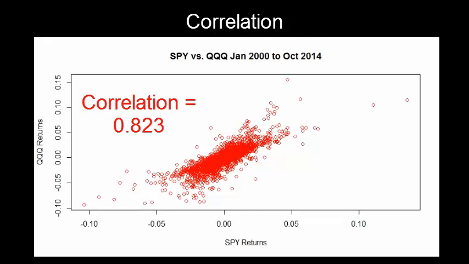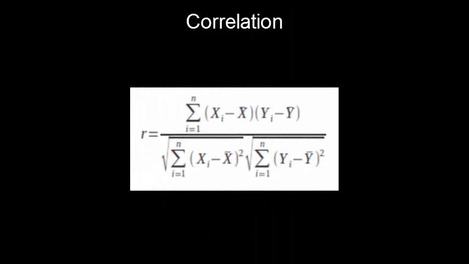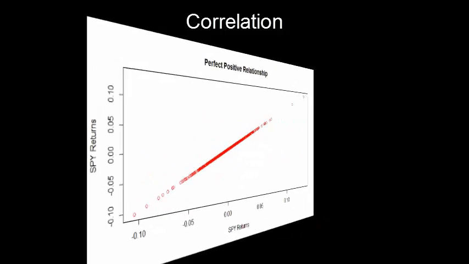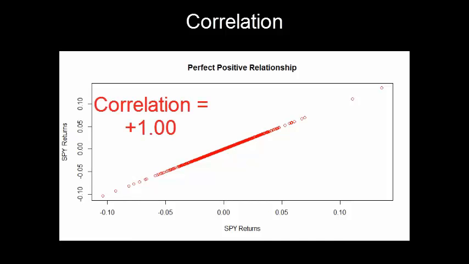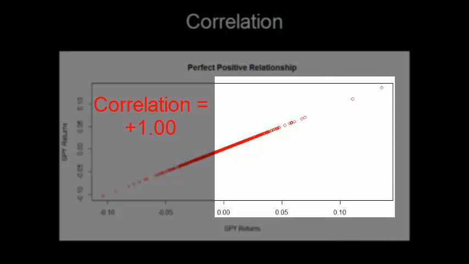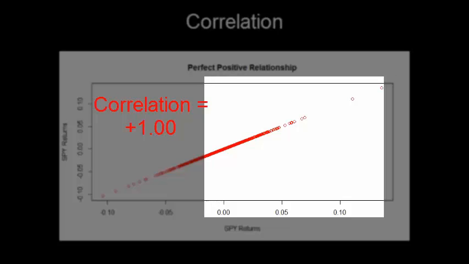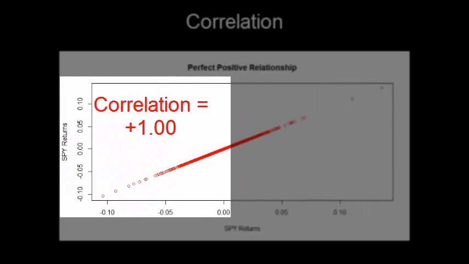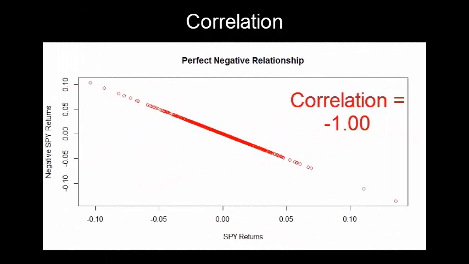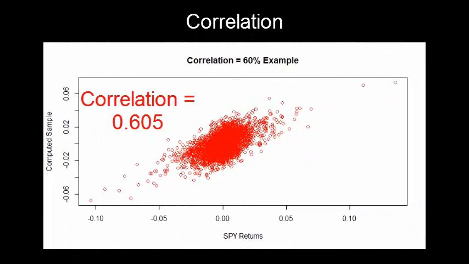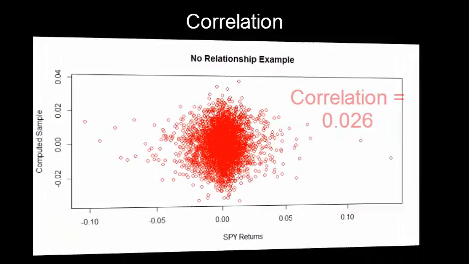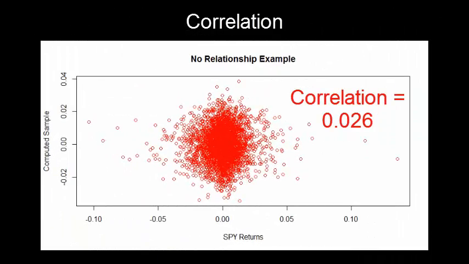Correlation is an effective tool for measuring linear relationships and uses the following formula. Correlation values range from -1 to +1. A +1 would indicate a perfectly positive linear relationship. When security A has positive returns, so does security B, and vice versa for negative returns. A value of -1 would be a perfectly negative linear relationship. A value of positive 0.6 would still indicate a relatively strong positive relationship, while a value of 0 indicates no relationship, either positive or negative.